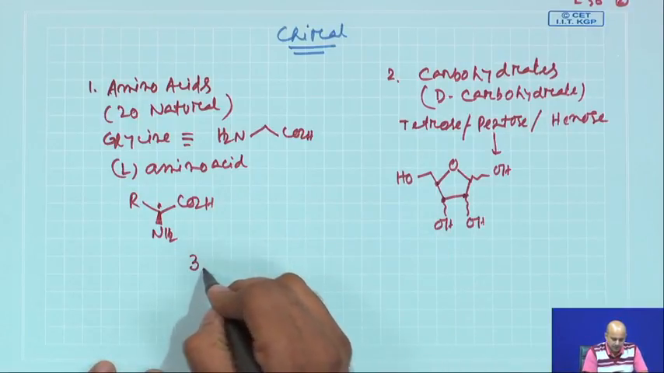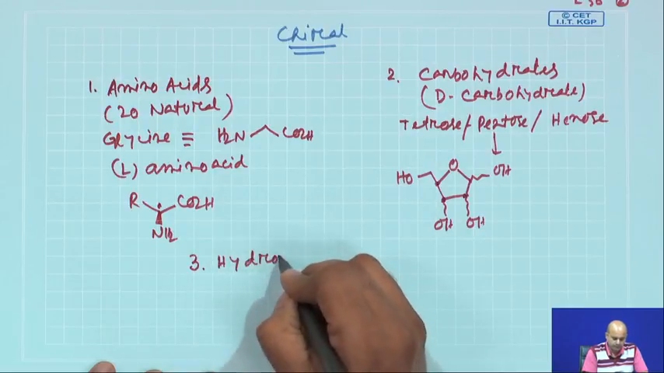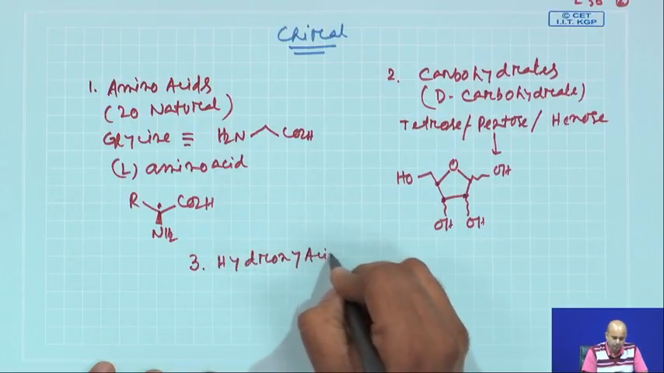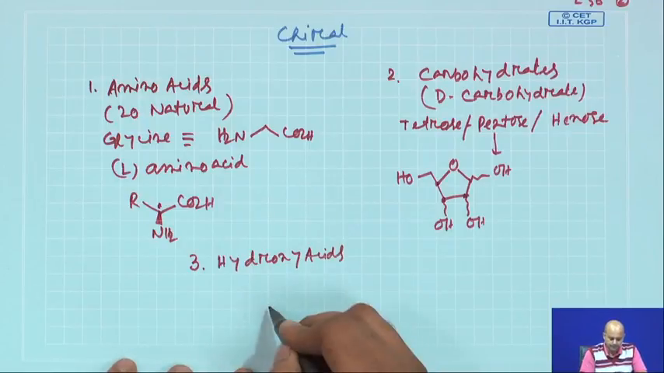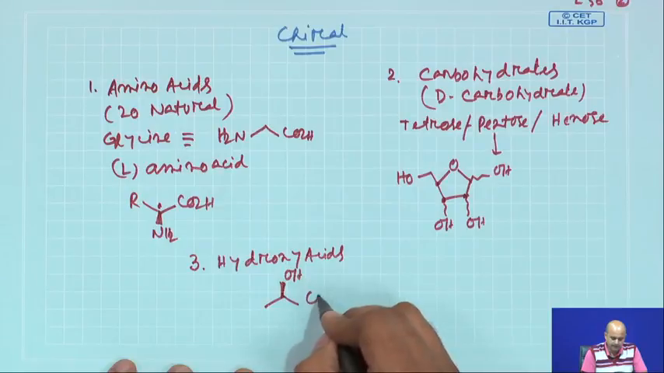Then another naturally occurring chiral starting material is hydroxy acid. Hydroxy acids are also very important starting materials. The first one probably is lactic acid.